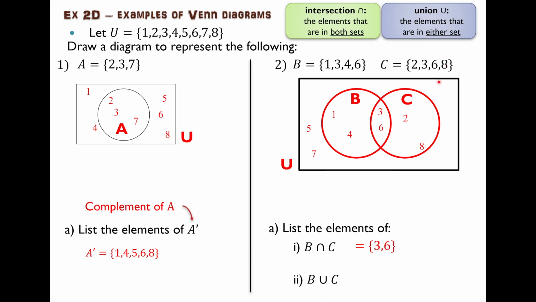Union, the set of elements that are in either set. Which elements are in either B or C or both? 1, 4, 3, 6, 2, and 8. You can write your set ordered, but you don't have to. Sets don't have to have a natural order to them.